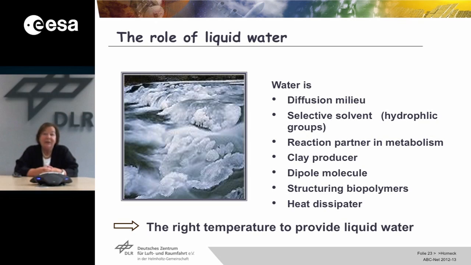It forms clay. Clay is, we think, a very important substance in the prebiotic processes before life started. It's a dipole molecule. It structures the biopolymers I showed you just before, the hemoglobin molecule. And the three-dimensional structure of the proteins can only be stable if there are water molecules in between. And it is a heat dissipator. So the question is, where shall we look in our solar system where the right temperature is to provide liquid water? So liquid water is the precondition for habitability.